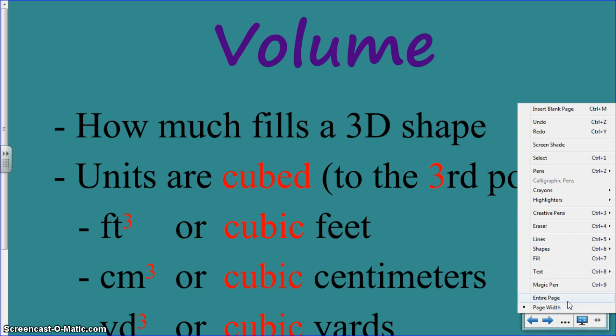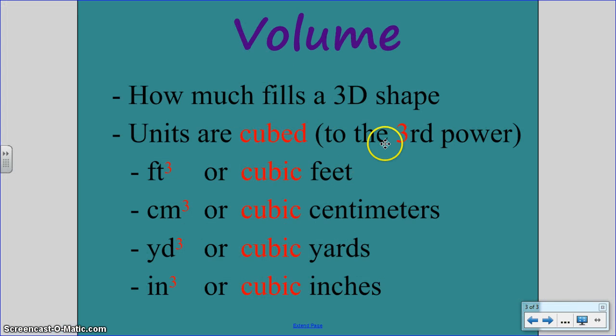Volume is how much fills a three-dimensional shape. It fills it like water filling a cup or sand filling a bag, something like that. That's volume. Units are cubed, which means they are to the third power.